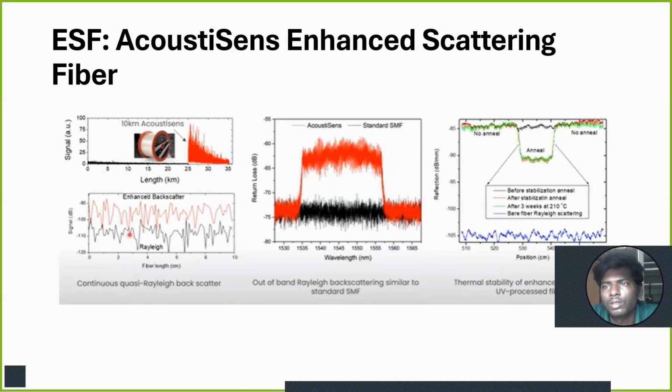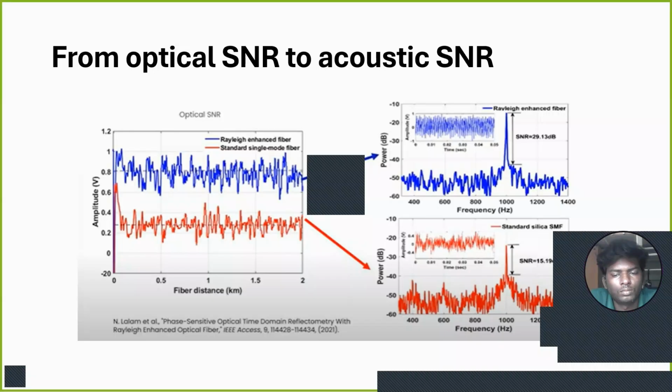ESF attenuation. ESF fibers have optimized attenuation properties. They are engineered to maintain signal strength while maximizing acoustic return. This is key in ensuring long distance and high resolution measurements.